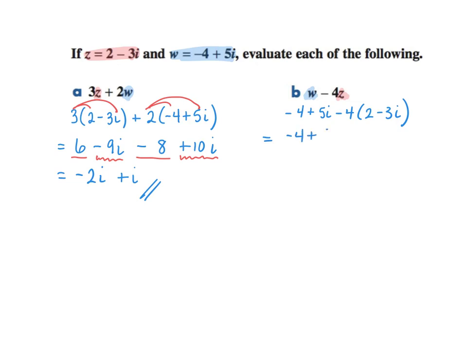So we have negative 4 plus 5i minus 8 plus 12i. And we are almost there. So now you want to simplify your real parts. So negative 4 and negative 8 give me negative 12. And 5 plus 12 give me positive 17i.